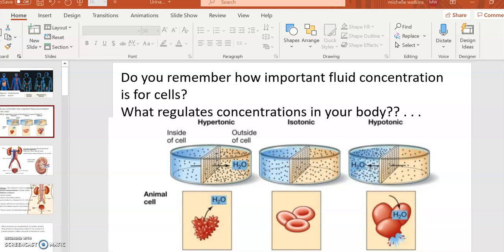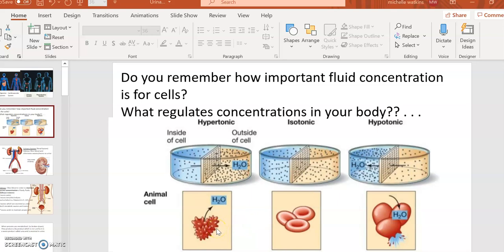Hi girls, we are studying the urinary system, also called the renal system. This slide shows you what happens if cells are not in their correct concentration. So here are red blood cells with their correct shape, that odd donut-like shape. In the correct concentration, you see that they're happy.